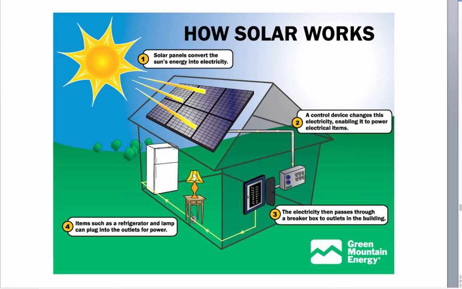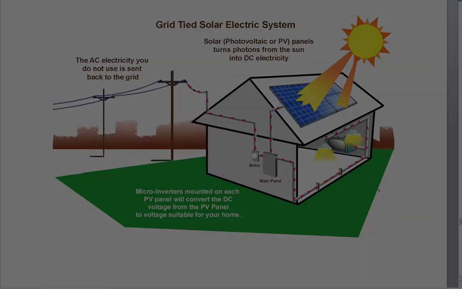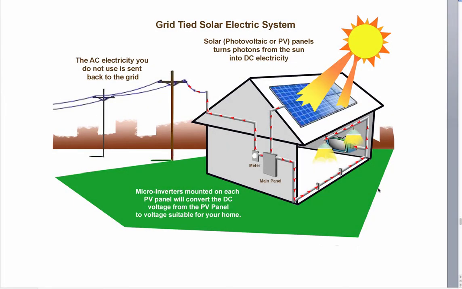Now, there are some other ways that we use solar energy. So here's another diagram that shows how solar energy can be tied into the existing electrical grid. And what you'll notice here is, and this can occur where you have large solar arrays, so if you have a lot of solar panels and you don't use all the energy that your solar panels generate, then that energy can be taken into a main panel and actually run through your meter.